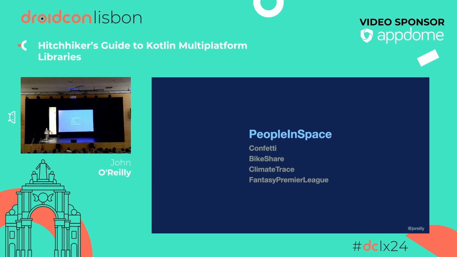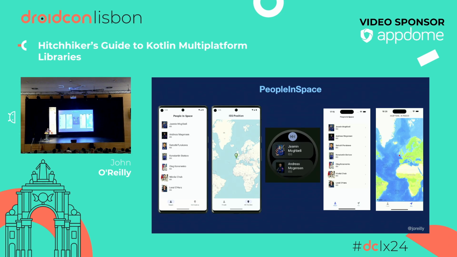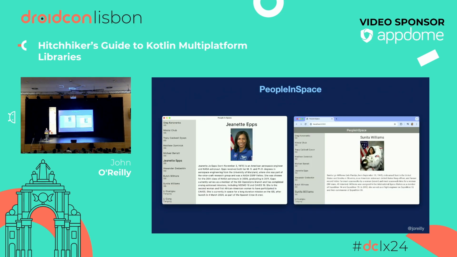So the first of the 5 samples we're going to cover is People in Space. This was the first dedicated Kotlin Multiplatform sample I created. The functionality in it is quite minimal, shows the list of people in space and the position of the International Space Station. We have Android, Wear OS, and iOS clients, along with Compose for desktop and WASM-based Compose for web clients as shown here, and also a Ktor-based backend in the project.